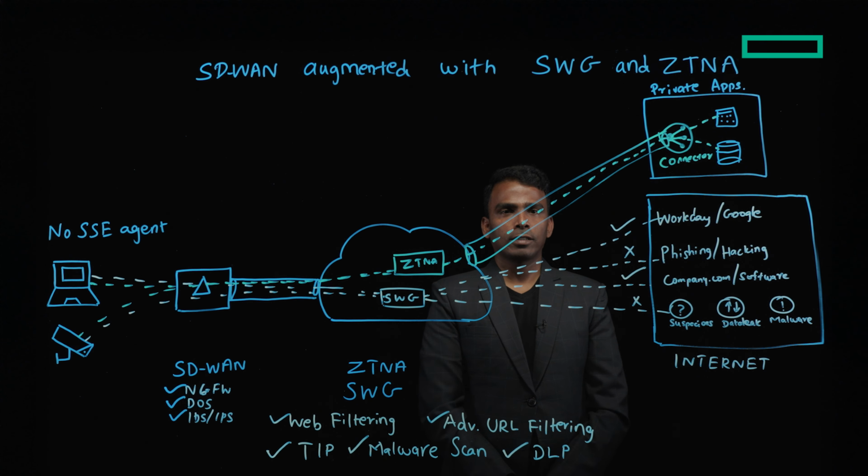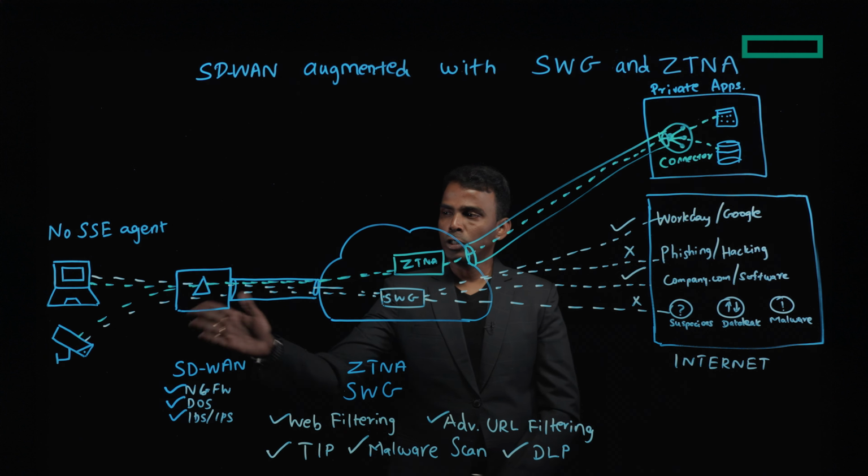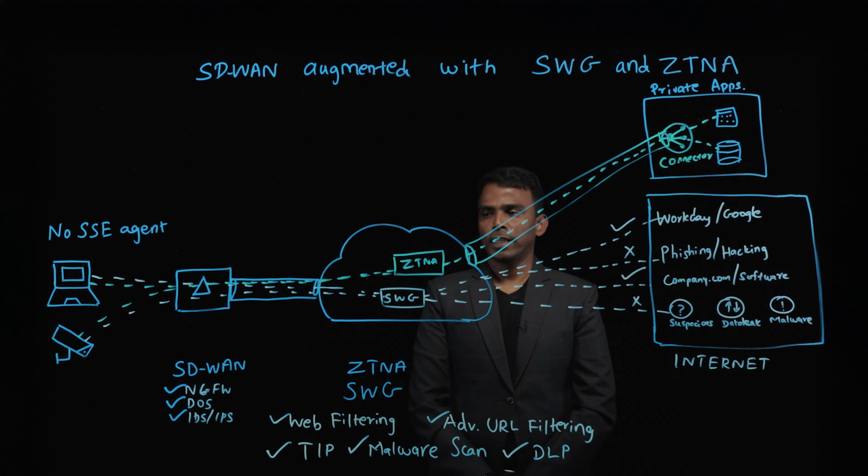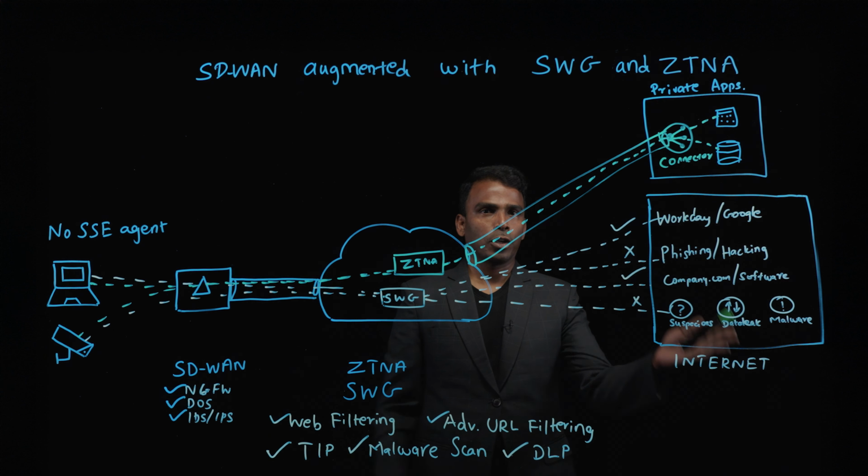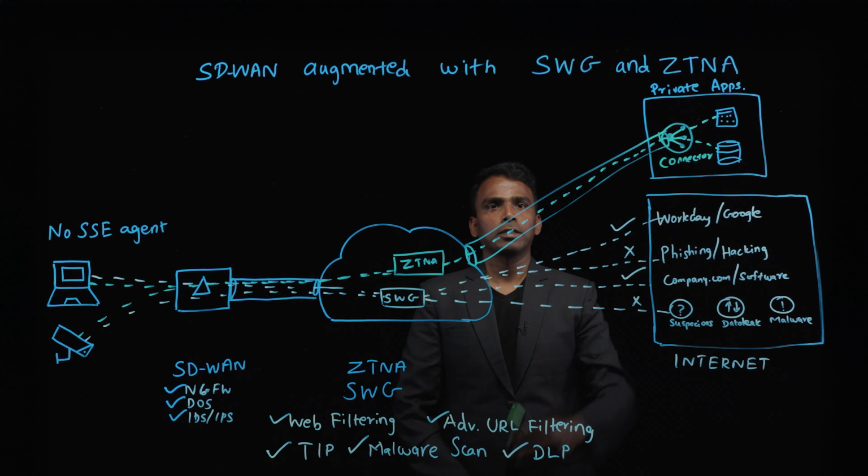In summary, SD-WAN and SSE together can provide comprehensive protection for users and devices, without any SSE agent, to access the internet securely, as well as to access private applications securely.